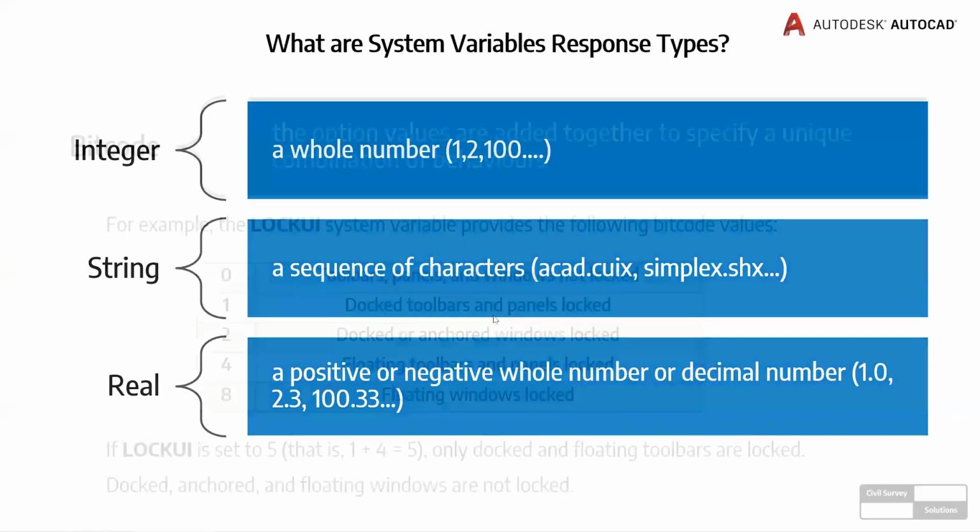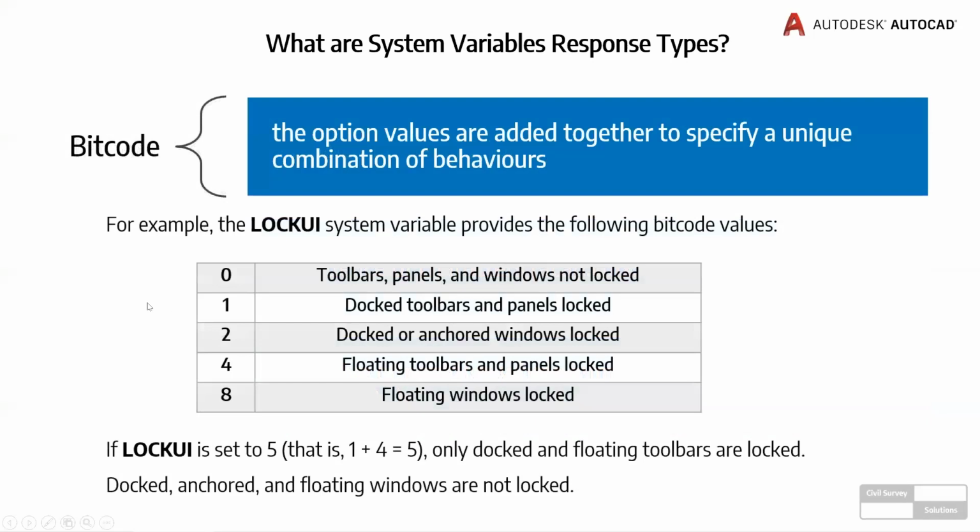The fourth option is bit code. The bit code options with system variables can be a bit confusing. With a bit code, you add all the options together that are available, and the total of those options is what will be set for the tool or the variable that you're setting. As it says here, the option values are added together to specify a unique combination of behaviors.